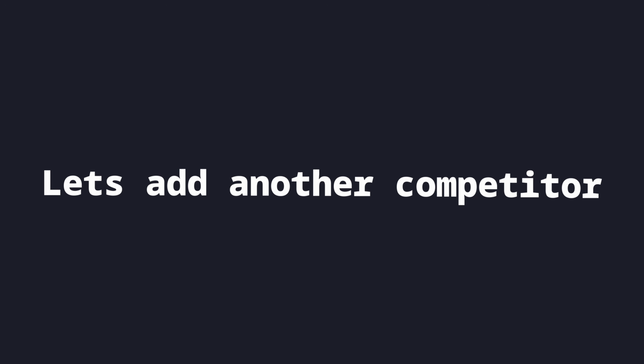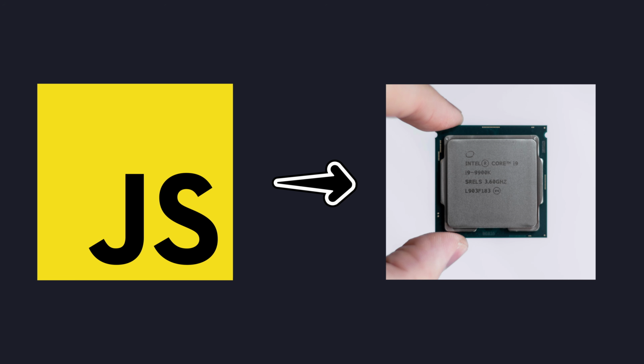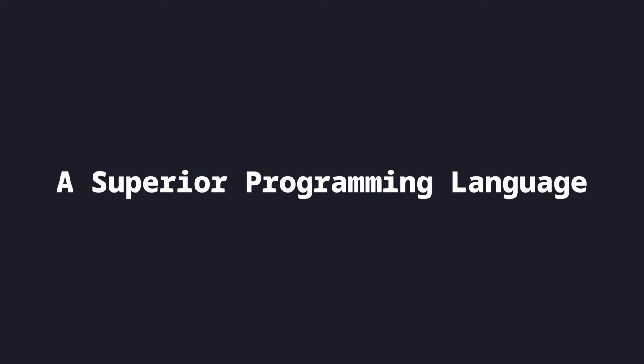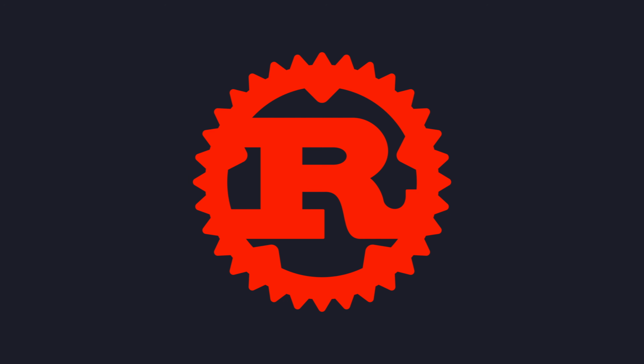But to make things a bit more interesting, let's add another competitor to the mix. JavaScript runs on the CPU, meaning that before we use WebGPU, some alternatives are available. Let me show you the power of WASM. WASM, or WebAssembly, is an alternative language for building web applications. However, we're not going to write WebAssembly by hand. Let's use a superior programming language, Rust.